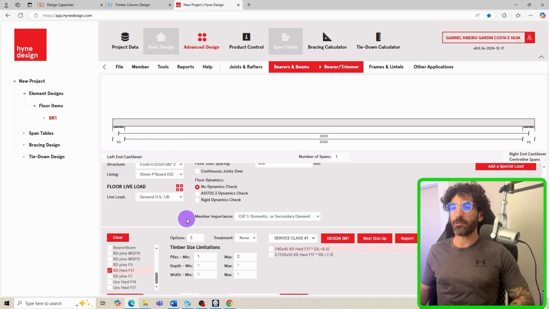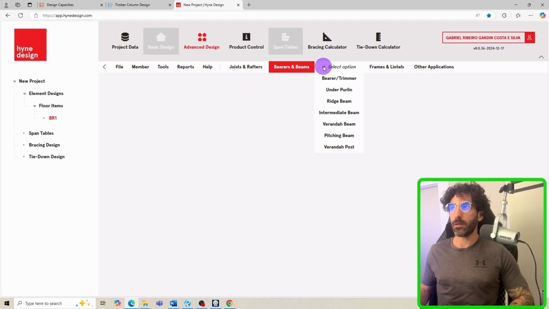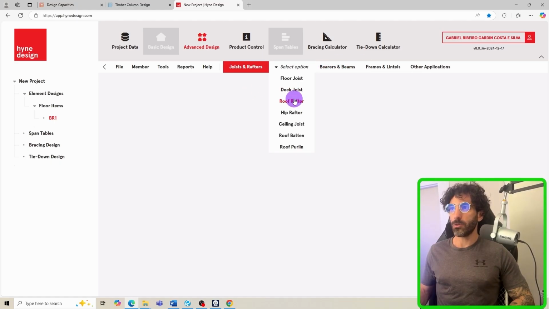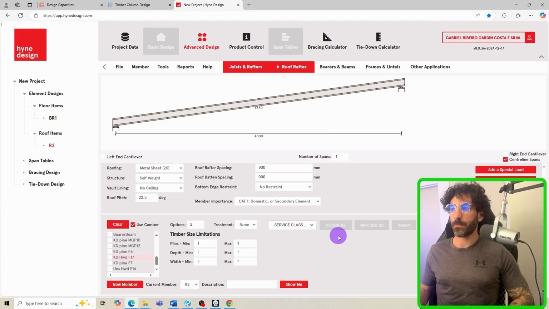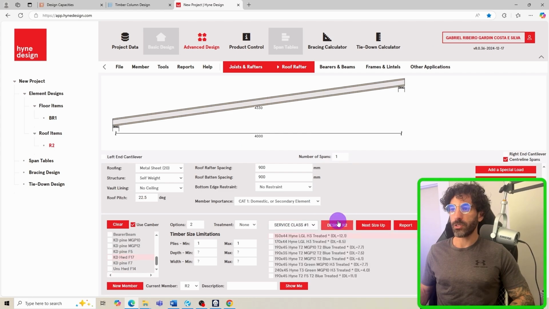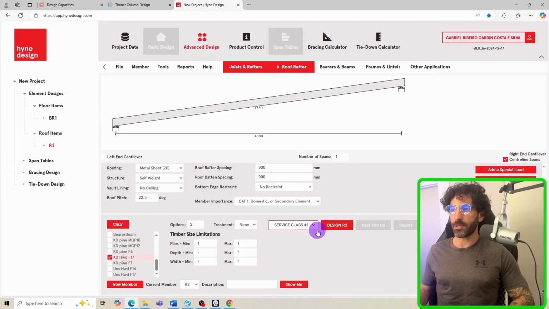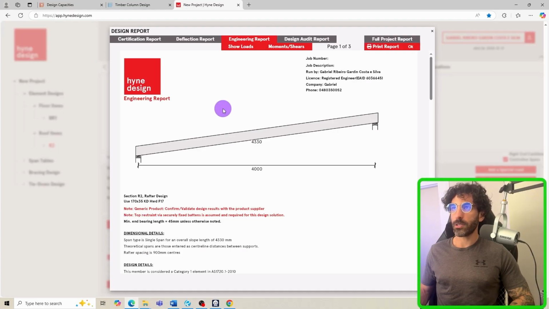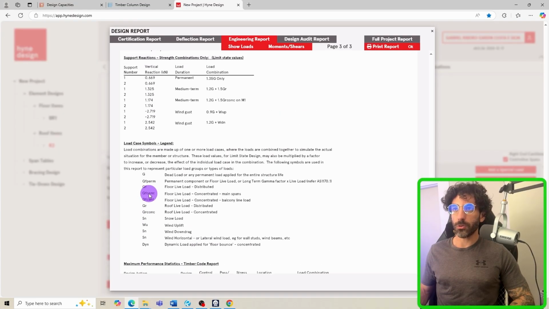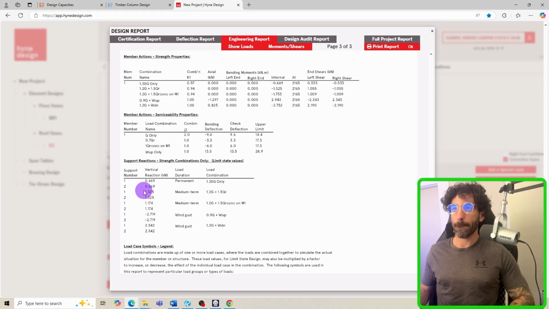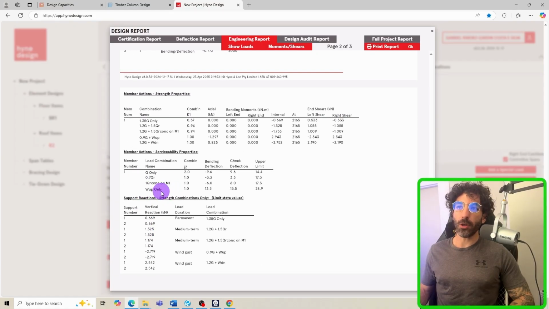If we design a rafter, for example, let's say new member, let's go to roof rafter, design, clear, and then kiln dried F17, report. Let's go down to load combinations. Again, you can see that for wind loads, you don't apply the J2 factor, and for live loads, you also don't apply the J2 factor. It's only applied to the permanent load.